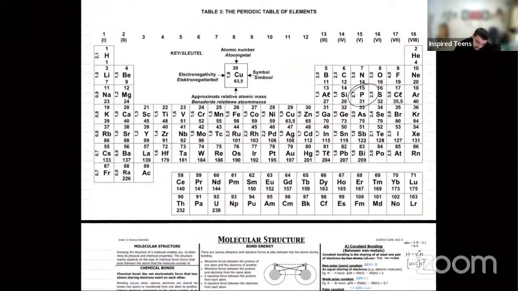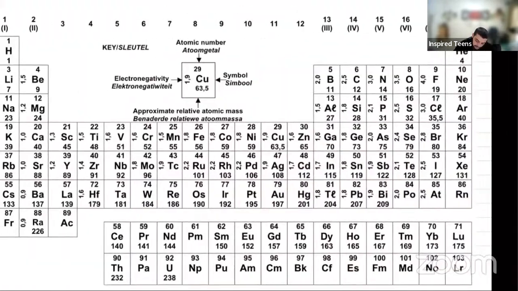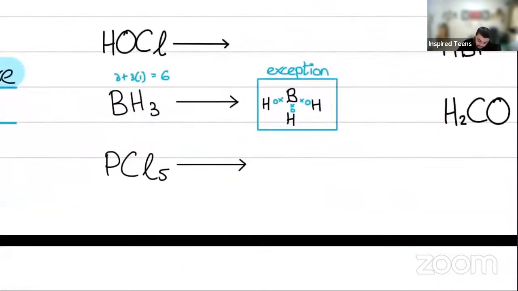Okay, let's look at PCl5. P, phosphorus, has 5 valence electrons. So we place the least electronegative atom in the center. That would be phosphorus if we're comparing phosphorus and chlorine. Phosphorus gets placed at the center. Place the least electronegative atom at the center. Done. Next step is to form a bond between each one.